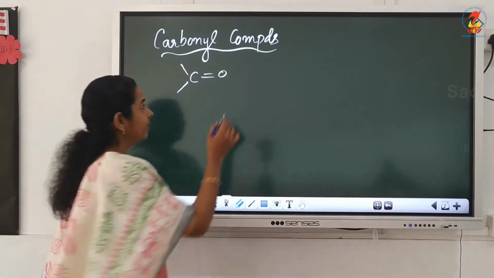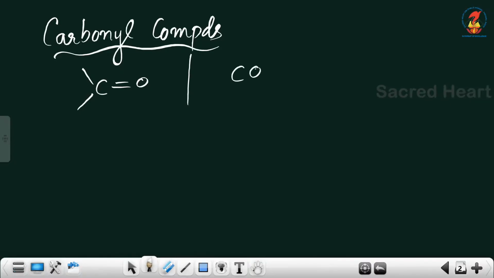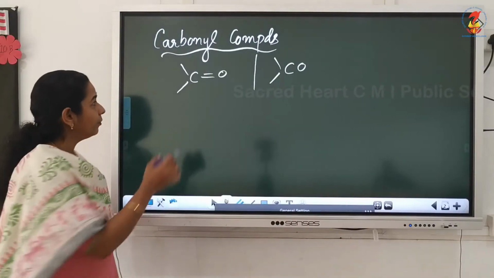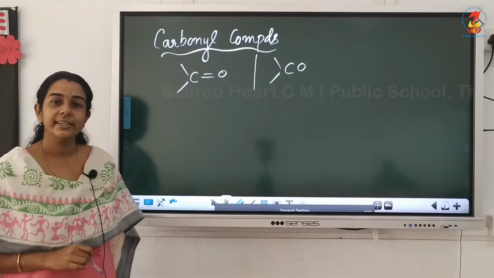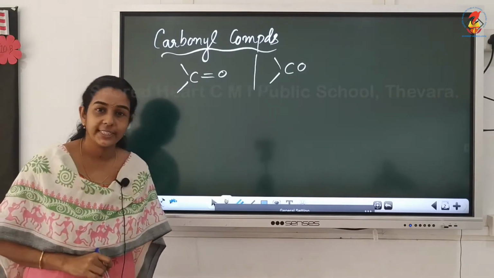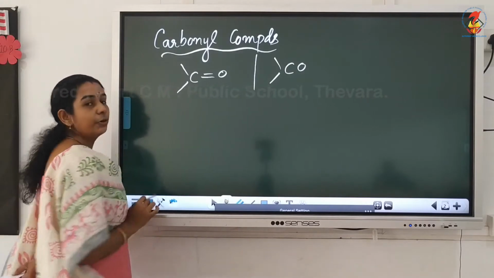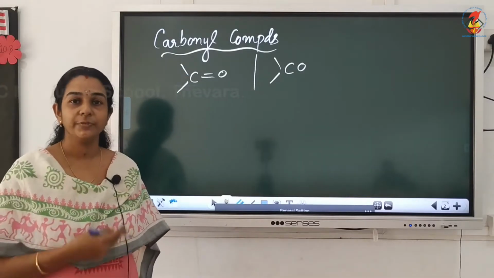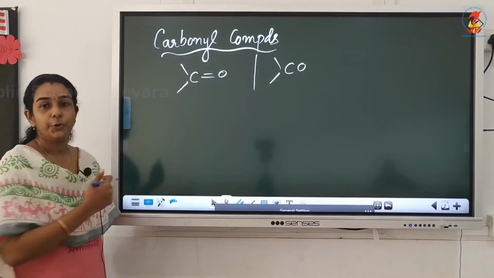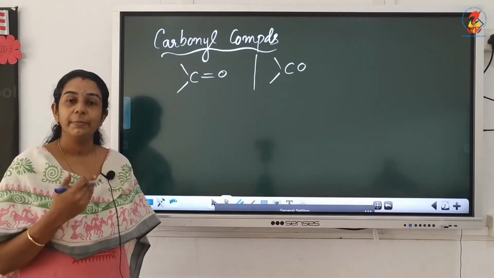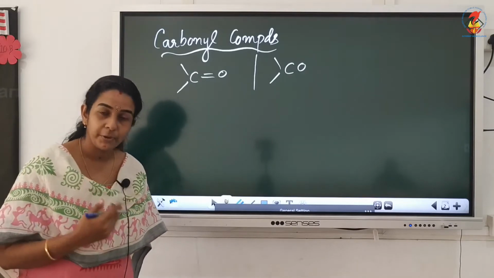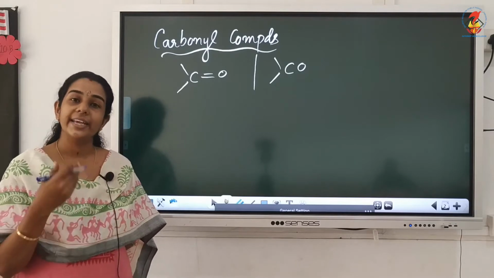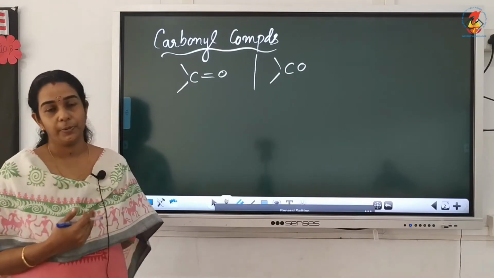This can also be written as CO, condensed formula. And what do these two lines represent? They are known as free valencies. So C double bond O with two free valencies. So all those compounds which contain carbonyl group or C double bond O group will be called carbonyl compounds. Aldehydes, ketones and carboxylic acids are examples of carbonyl compounds.